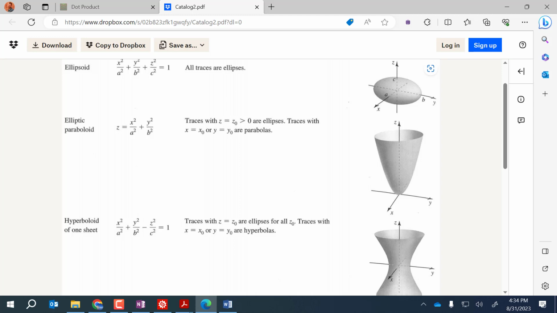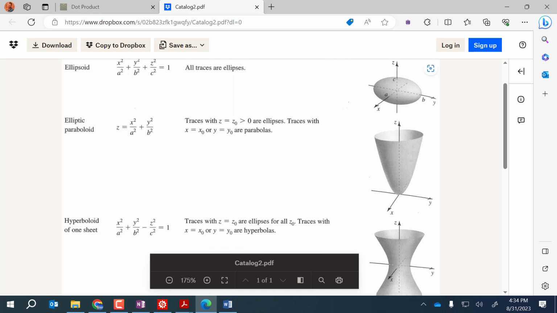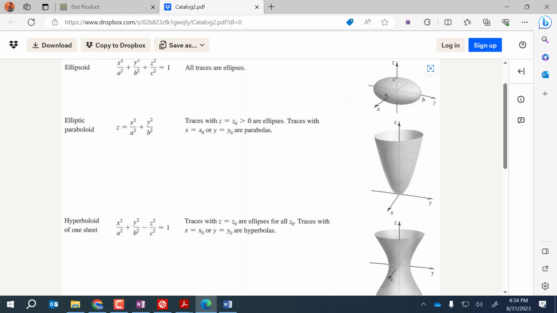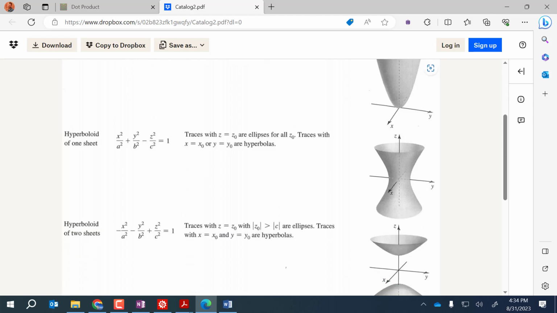Folks, I usually will not nitpick if this is a circular paraboloid, because if these two values are the same, then it would be a circular paraboloid. I won't nitpick about that. If it is a circular paraboloid, I'll call it that, or I'll call it an elliptic paraboloid. Okay? Let's do one more to make sure that's making sense.